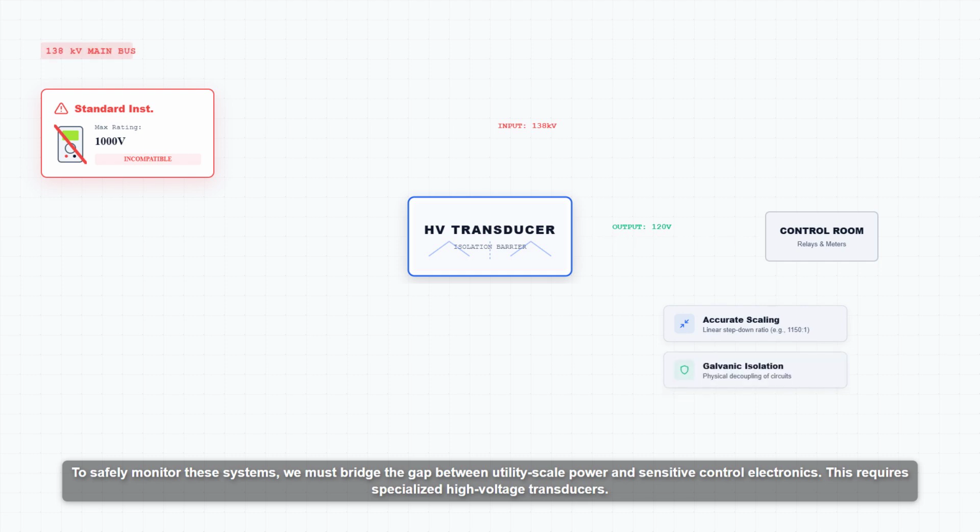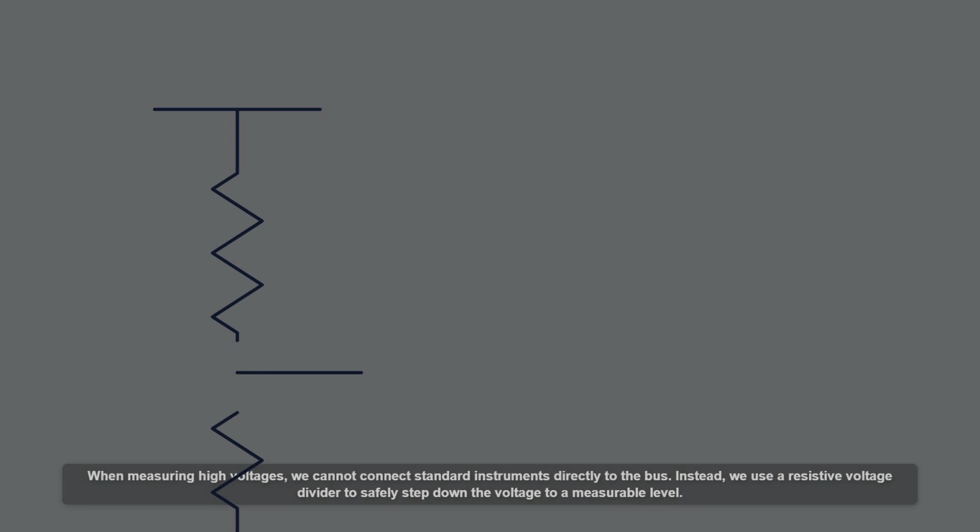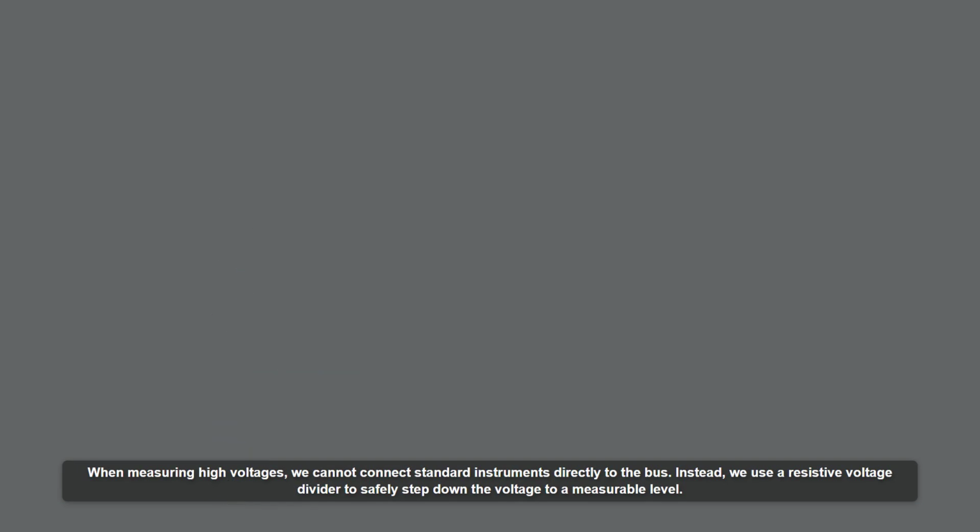This requires specialized high voltage transducers. These devices serve two critical functions. They provide precise proportional scaling of the voltage, and they ensure absolute galvanic isolation to protect both equipment and personnel. When measuring high voltages, we cannot connect standard instruments directly to the bus. Instead, we use a resistive voltage divider to safely step down the voltage to a measurable level.